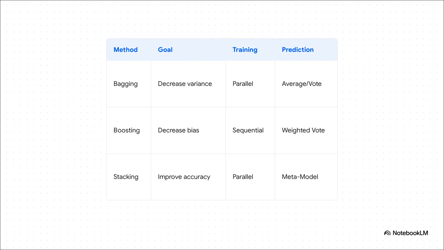But to get it, we need to know 2 key terms: bias and variance. So, think of an archer. If the archer has high bias, it means all their arrows are hitting the same spot, but it's the wrong spot. It's a consistent error. If the archer has high variance, their arrows are just all over the place.